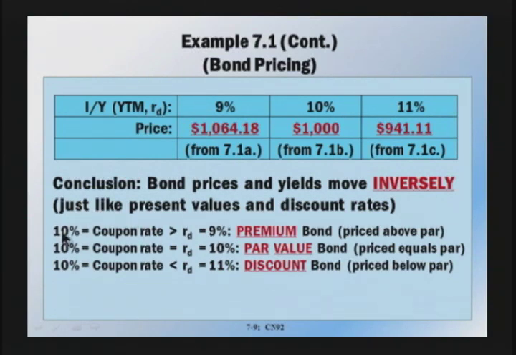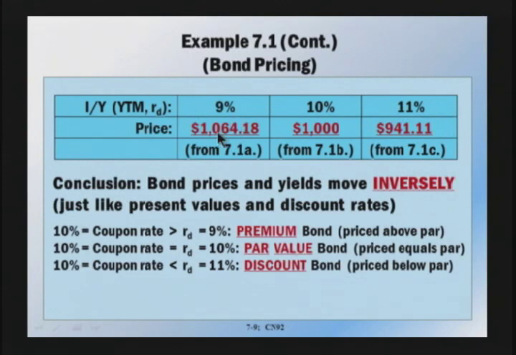The coupons are relatively attractive. You're willing to pay a premium price of 1064.18 for the bond. That will give you the 9% return over the bond's life. Even though the coupons are paid out at a 10% rate, you'll only earn 9%, which is fair. You'll only earn the 9% return because you paid a premium price for the bond.